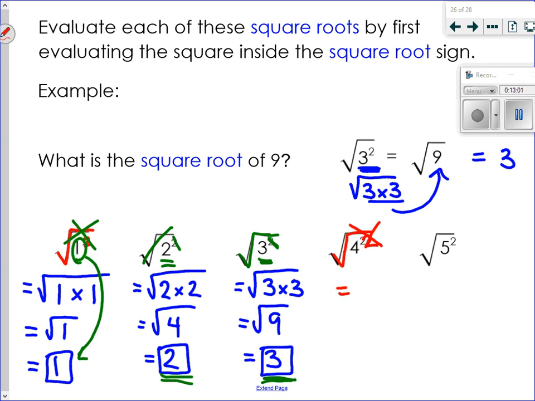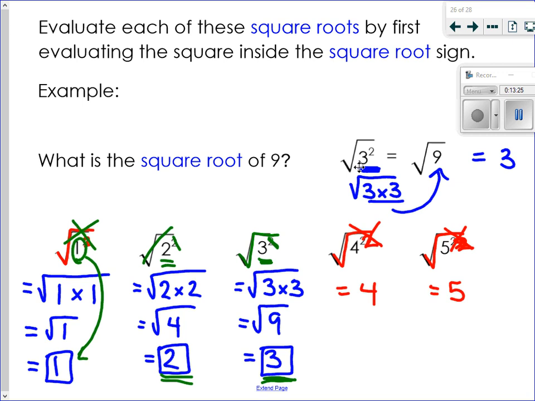Your answer would be 4. Right. Same thing here. Taking the square root of 5 squared. So the squared and the square root are opposite operations. They're just going to cancel out. You're left with the 5 as your final answer.